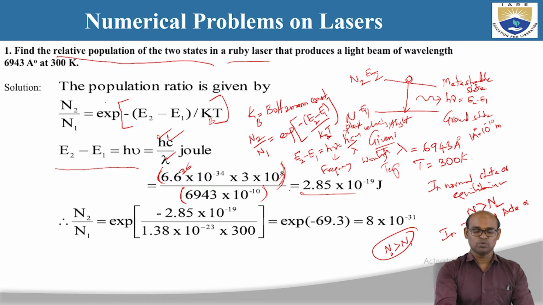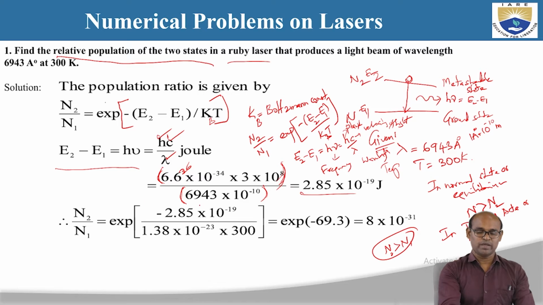Now we have the E2 minus E1 value, the energy difference between these two states, E1 and E2. Now we are going to substitute in this equation: N2 by N1 is equal to exponential of minus (E2 minus E1) by kBT. So the minus remains here: 2.85 into 10 power minus 19 divided by kBT. kB is the Boltzmann constant, 1.38 into 10 power minus 23, and temperature is given as 300.